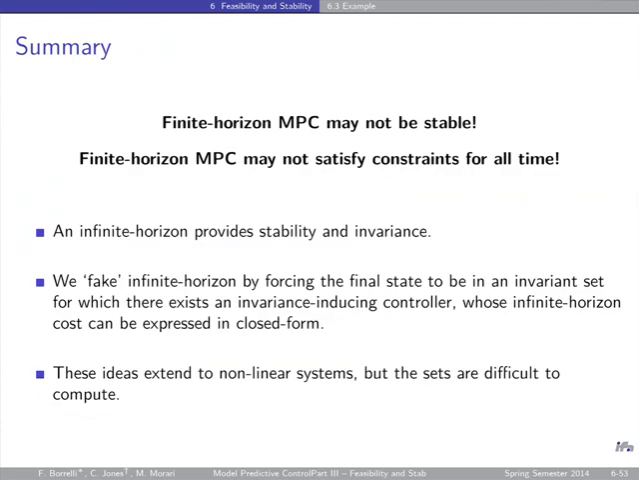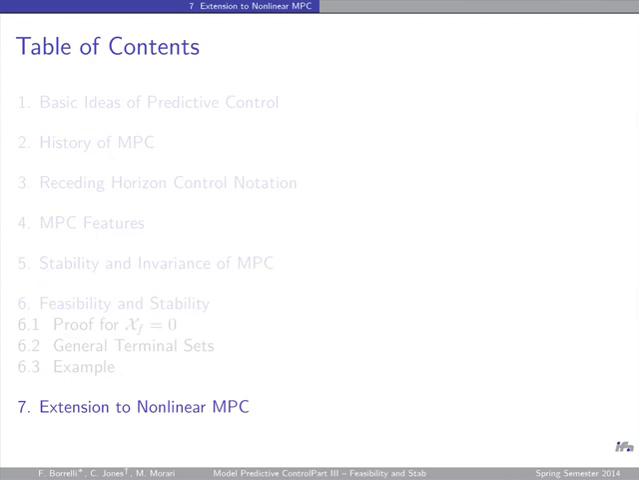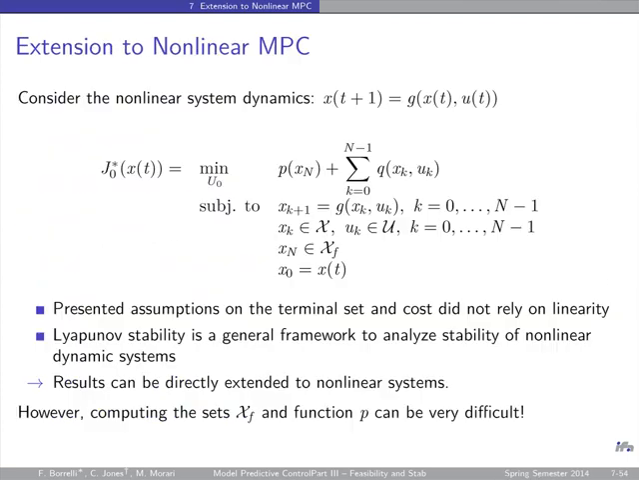Summary: this slide just keeps repeating what I already said. One last slide. I already mentioned this during my explanation. The assumptions on the terminal set did not rely on linearity. We did use time invariance. A colleague of yours had a question about time varying systems. That's an interesting topic, but not covered in this class. As long as it's time invariant, you have seen that I've never used linearity. I never used that the cost was quadratic.